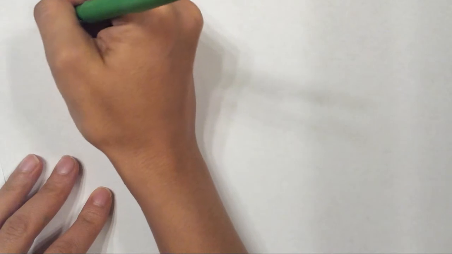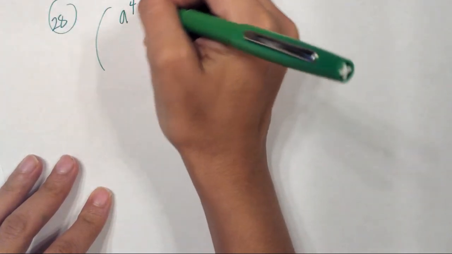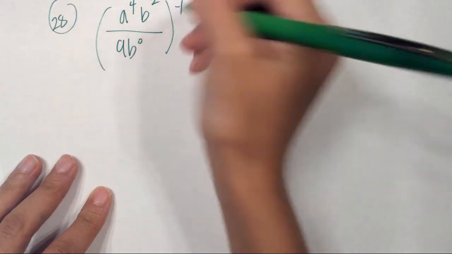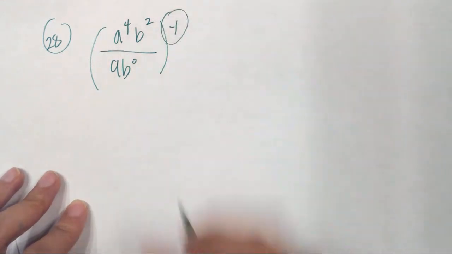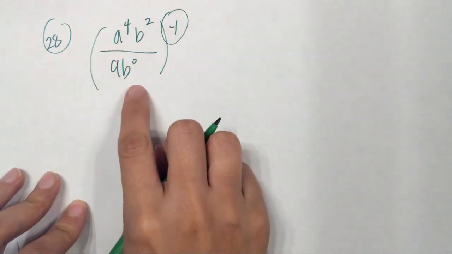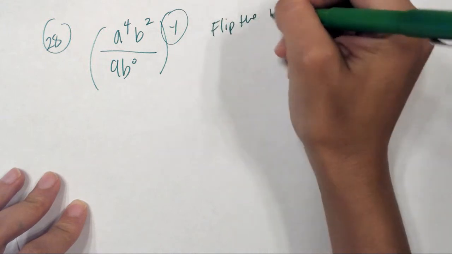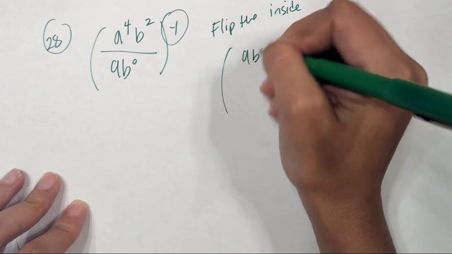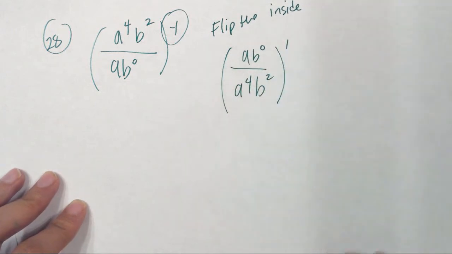Okay, so number 28 says we have (a to the 4th b squared over ab to the 0) to the negative 1 power. Now remember, if you have a negative exponent and you have a fraction, flip the inside. So it's going to become ab to the 0 over a to the 4, b squared to the first power.